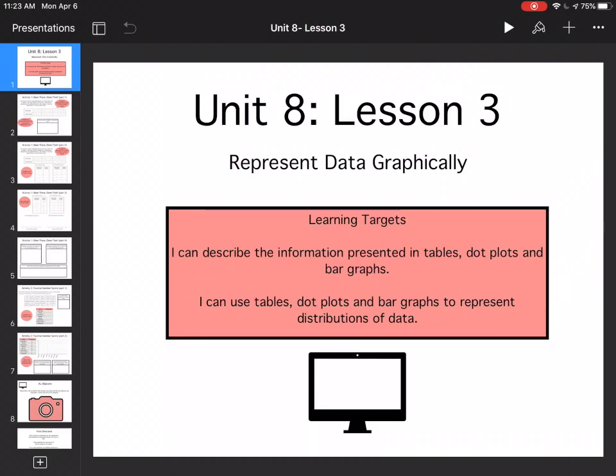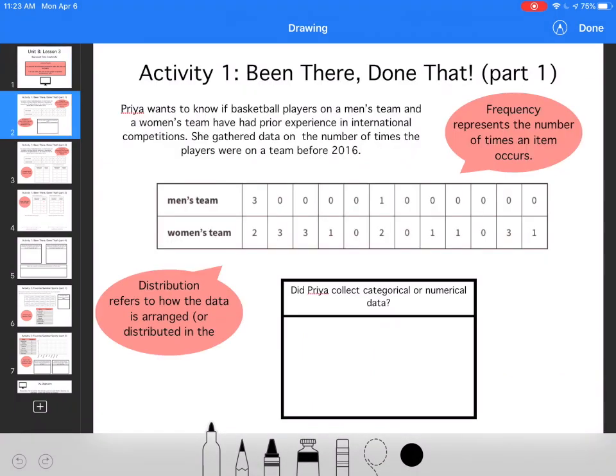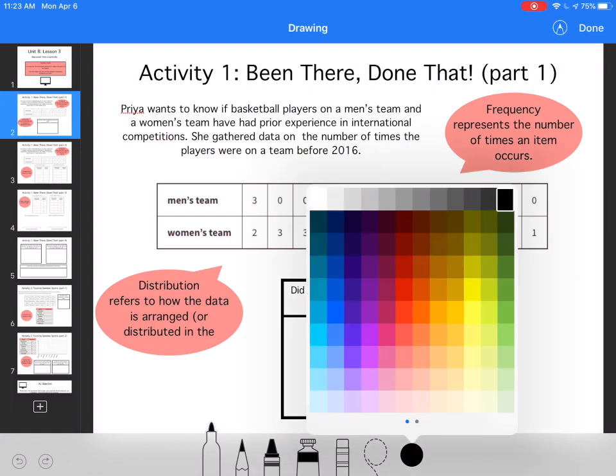All right, Unit 8, Lesson 3, represent data graphically. So you can describe the information presented in tables, dot plots, and bar graphs, and you can use tables, dot plots, and bar graphs to represent distributions of data. So the first thing we're going to talk about is a basketball team.